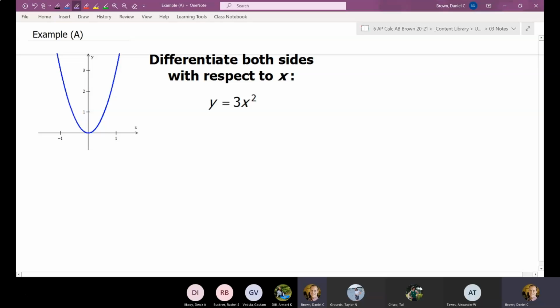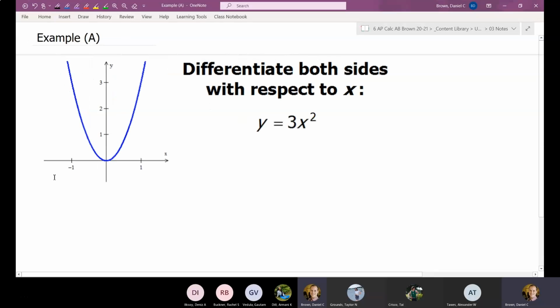Start off simple. I think implicit differentiation can make people feel weird. So if I look at this one, it's one we technically don't need implicit differentiation for, but I think it's nice to look at just to talk about the theory and the process. If I just told you normally y is equal to 3x squared, what would you say the derivative of 3x squared is? 6x. That's not changing.